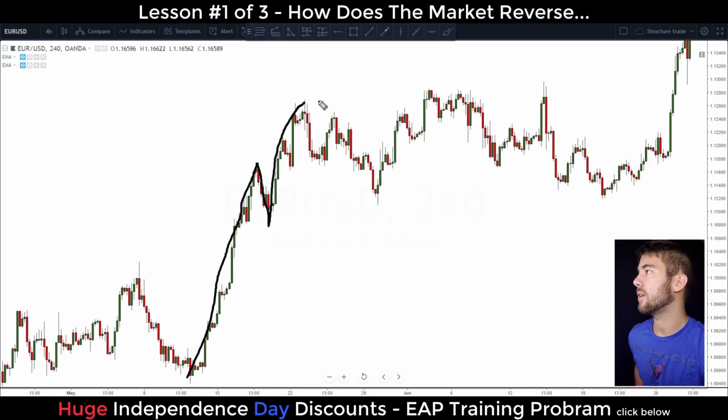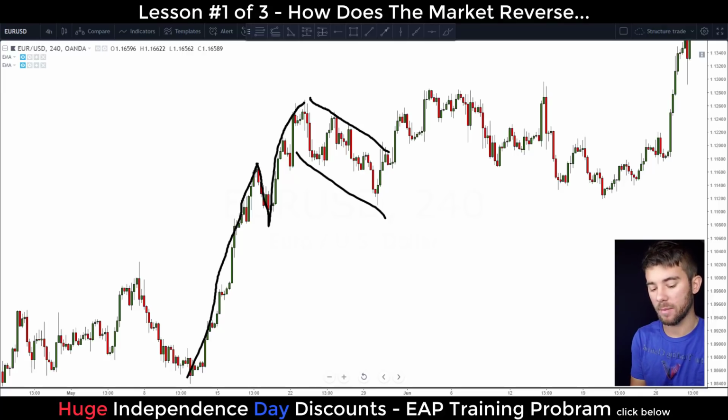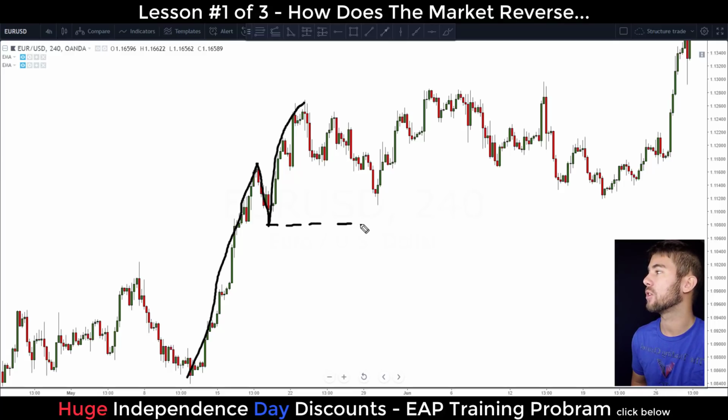Now, what is all of this right here? What did we just discuss? What did we just talk about? All of that is noise, right? All of that is just a pullback until we break and close below this support level. So since we have all of this noise, really this entire thing here is just a pullback.